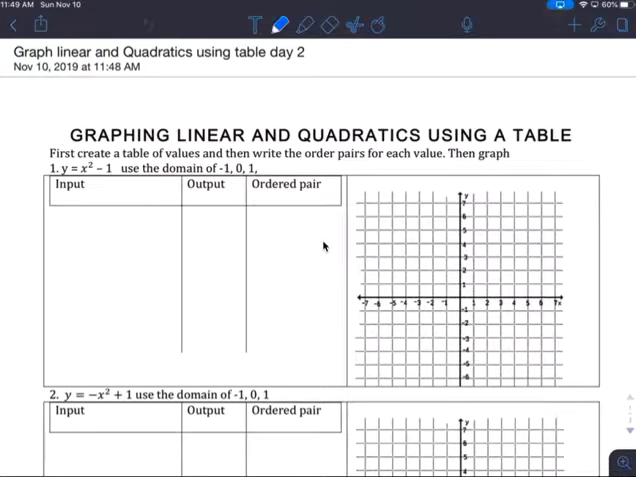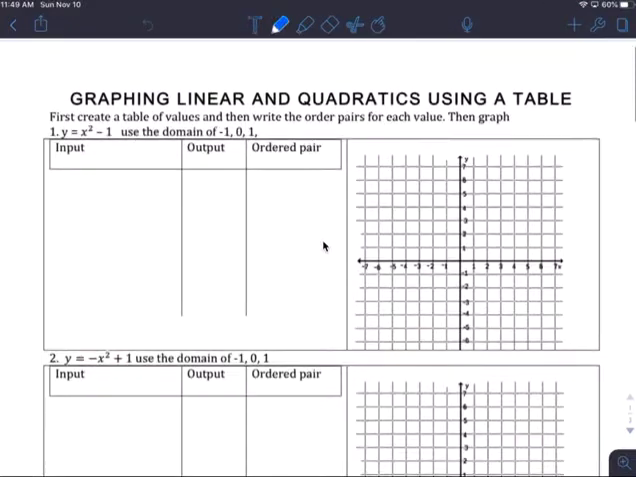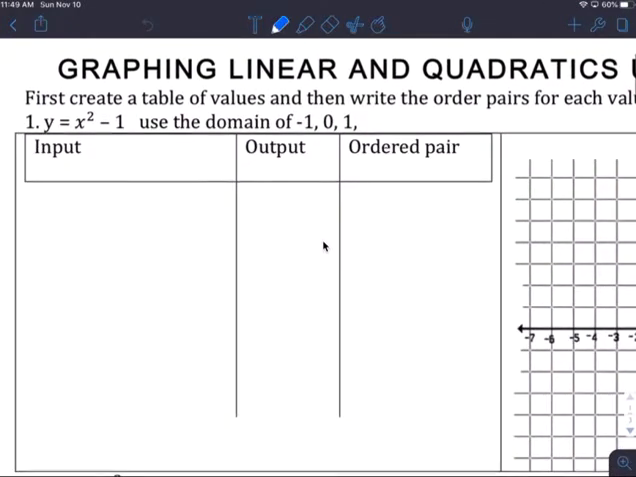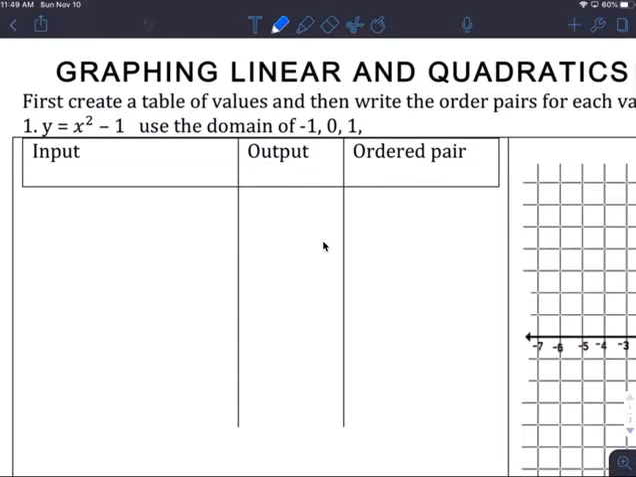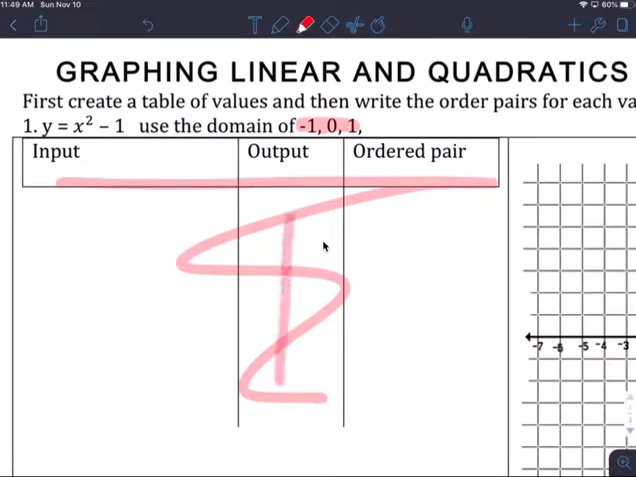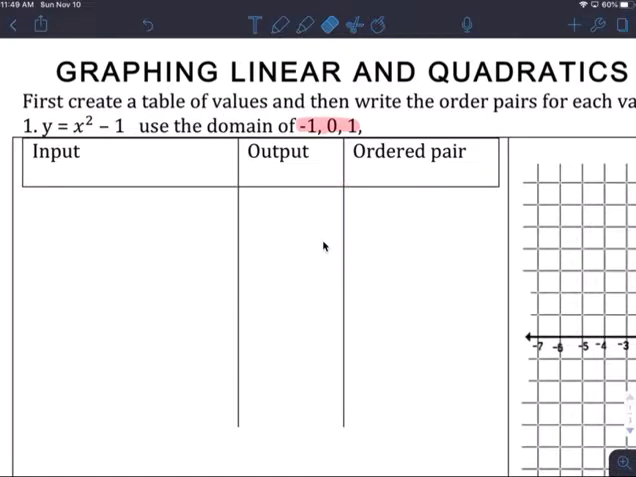This is today's homework for day 2. Okay, let's graph this. Create a table of values. They say to use, this is a table of values here. You see that word table of values? You're just making a table.